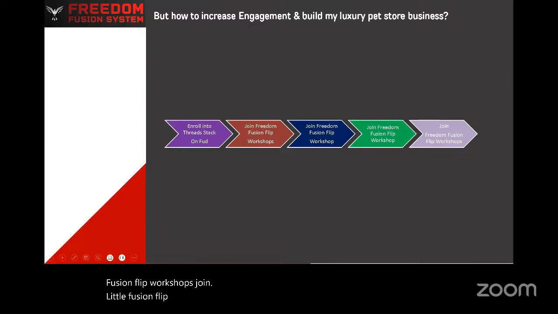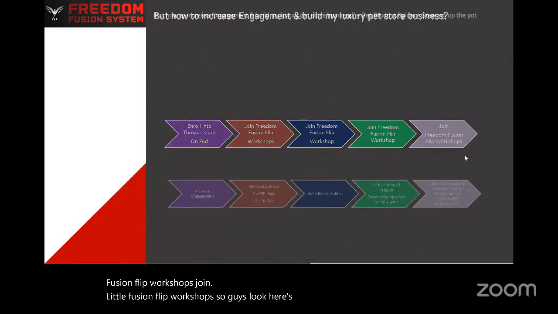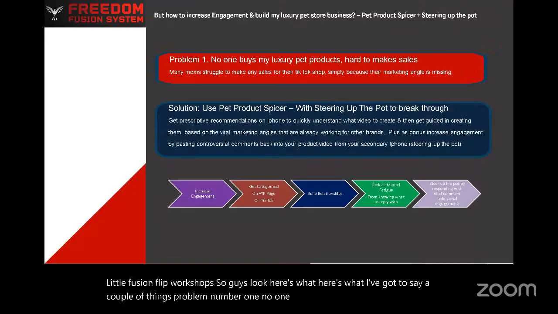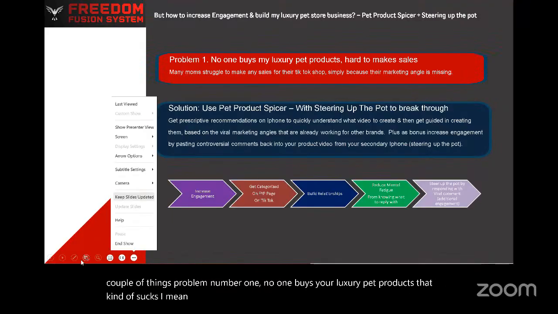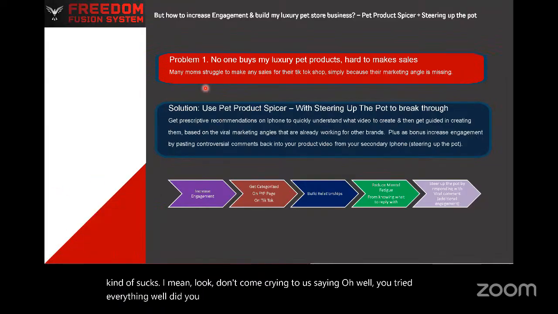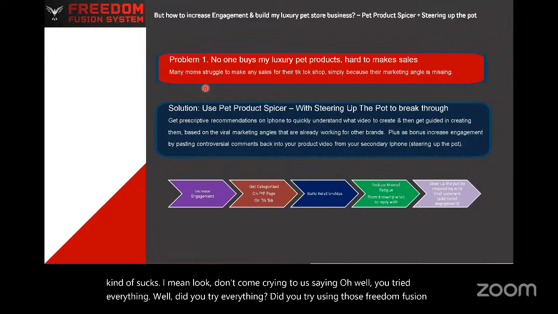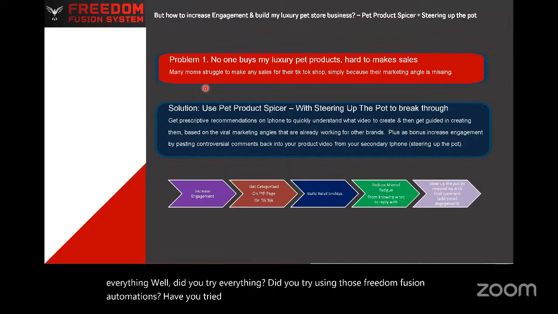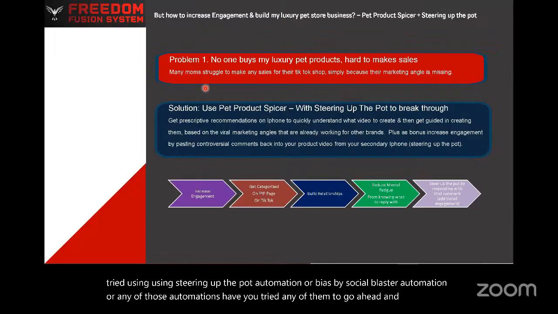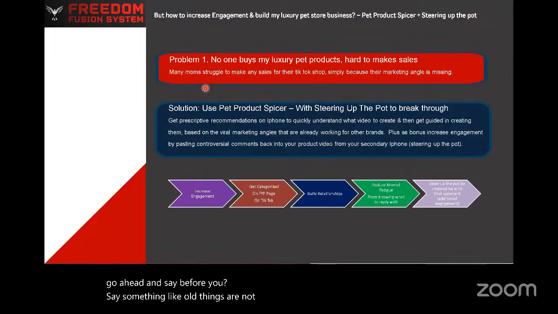So guys, look, here's what I gotta say. A couple of things. Problem number one, no one buys your luxury pet products. That kind of sucks. Don't come crying to us saying, oh, well, you tried everything. Well, did you try everything? Did you try using those Freedom Fusion automations? Have you tried using the Stirring Up the Pot automation or the Buy Spice Social Blaster automation or any of those automations, before you say something like, oh, things are not working for me? Guys, go ahead and try it out.